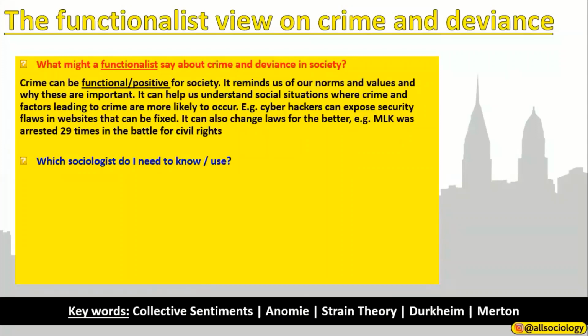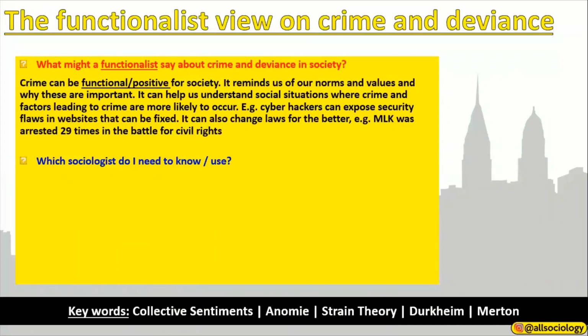It also helps us understand situations where crime and factors leading to crime are more likely to occur. So, for instance, if you think about some more modern crimes, things that have come about since the birth of the internet 20 years ago, whatever, things like cyber hacking. Yes, it's a crime, but if we know that this is happening, and it exposes security flaws in websites, we know that those are things that need to be fixed. So in that respect, it can also help us understand social situations and help improve them so that things don't happen again.